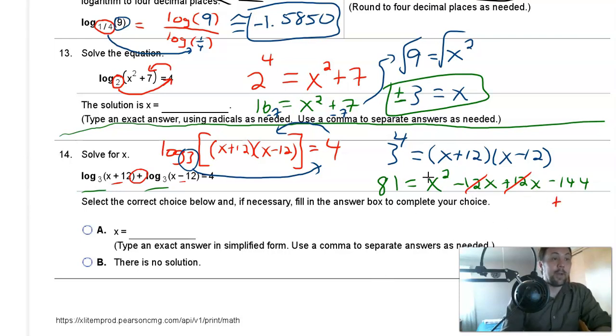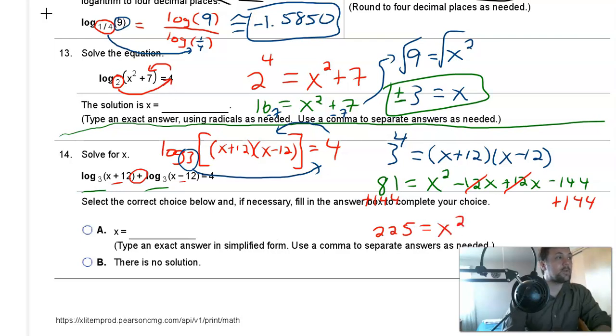Well, and so we're back to the same scenario we were here. It's a quadratic, but all we have is x squared, so we can just solve it for x. We'll do that by adding the 144 to the other side. We get 225. That's the number that rings a bell to me.